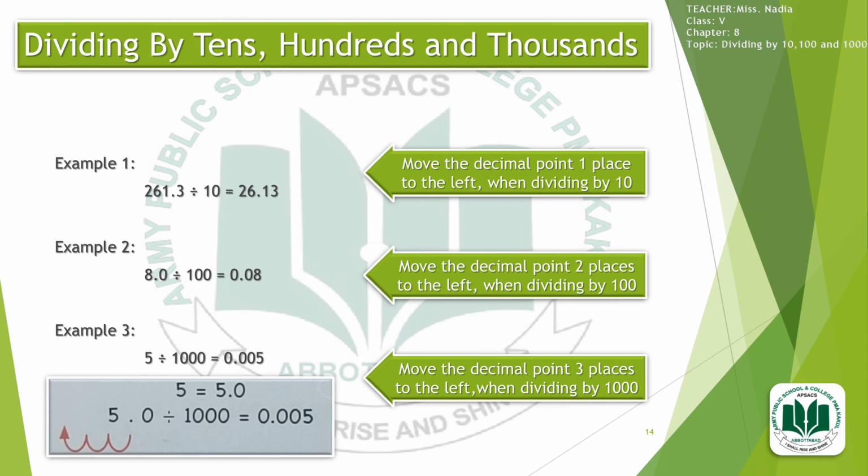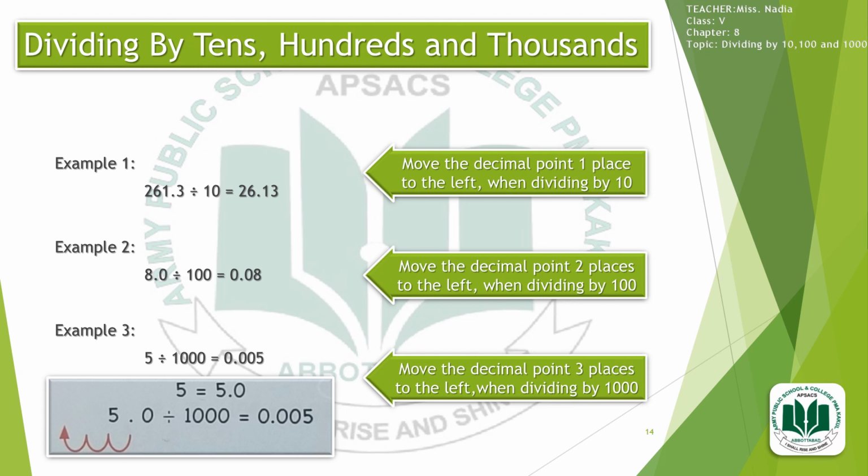So we have observed from the last three examples that when a decimal is divided by 10, move decimal point one place to the left, and when a decimal is divided by 100, move decimal point two places to the left. For 1000, move decimal point three places to the left. So in multiplication, decimal point is moving to the right, and in division, decimal point is moving to the left for each zero.